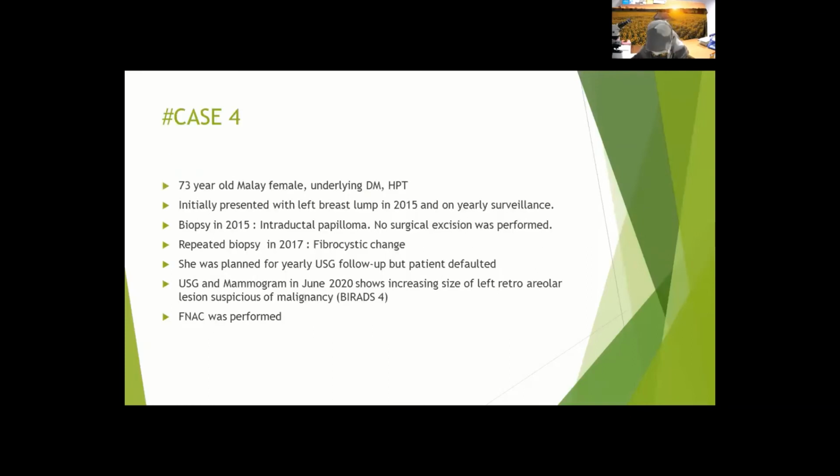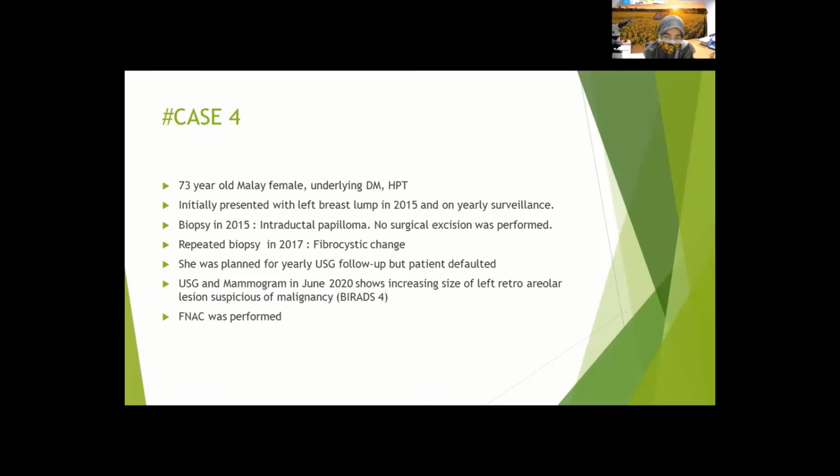Okay, we go to case number 4. This is a 73-year-old female with underlying diabetes and hypertension. Initially, she presented with a left breast lump in 2015, and after that she was under yearly surveillance. The biopsy done in 2015 was reported as intraductal papilloma. However, no surgical excision was performed after that. Subsequently, the same lesion was rebiopsied in 2017 and reported as fibrocystic change, and she was planned for yearly ultrasound follow-up.